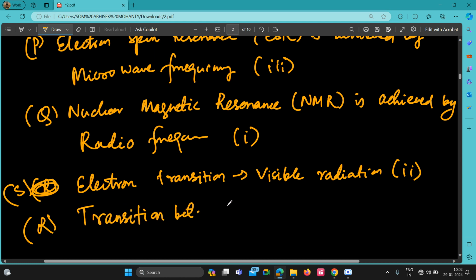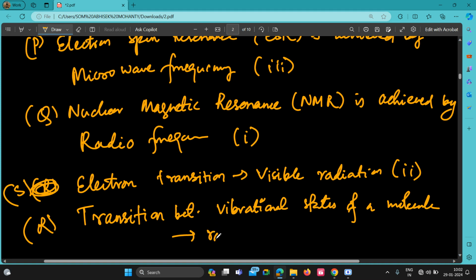Transition between vibrational states of a molecule is achieved by what? Radiation of far infrared range. Far IR range. Yeah, that's what it is.